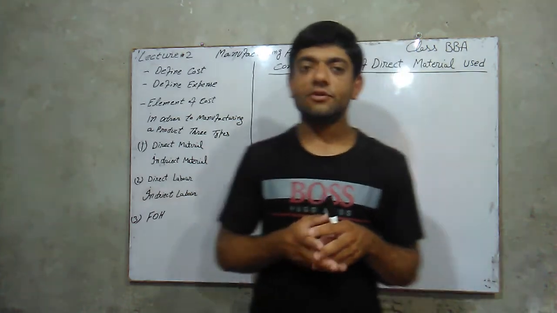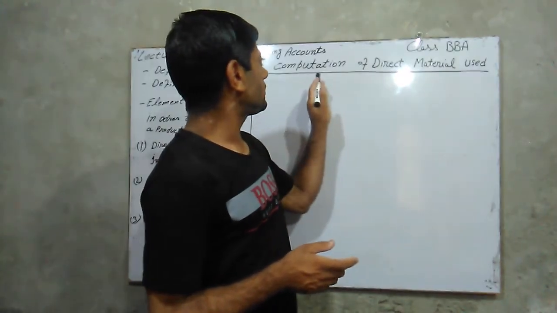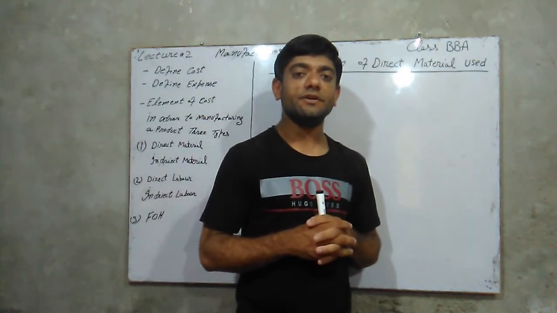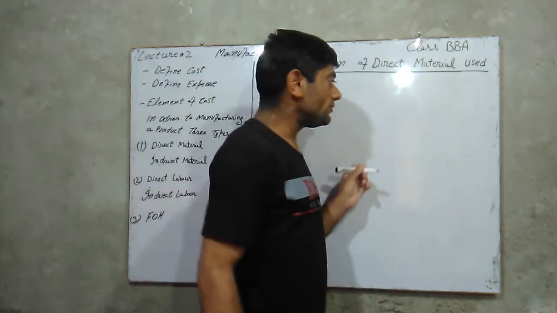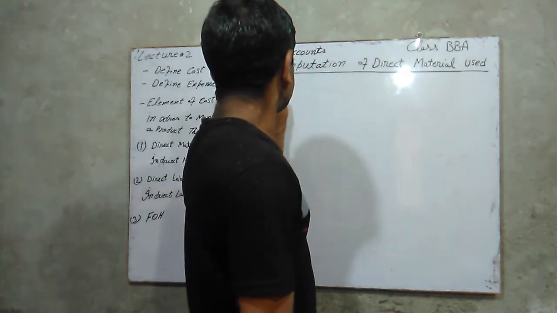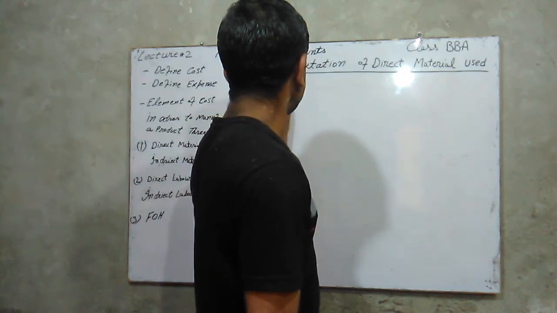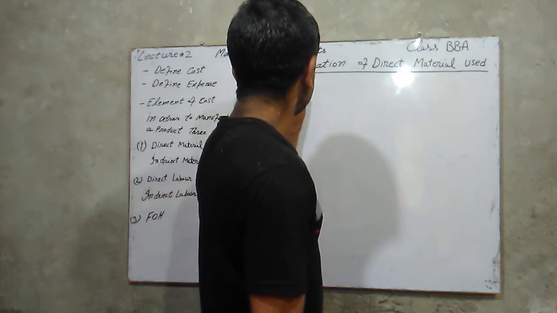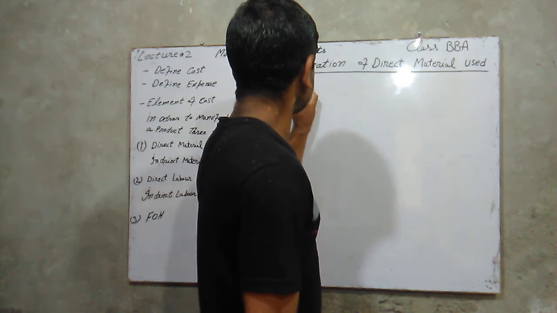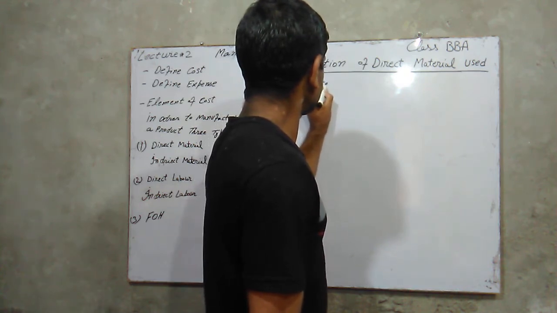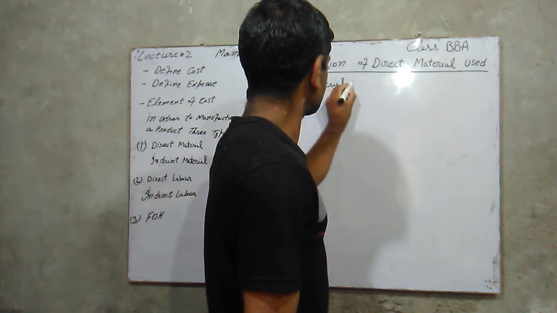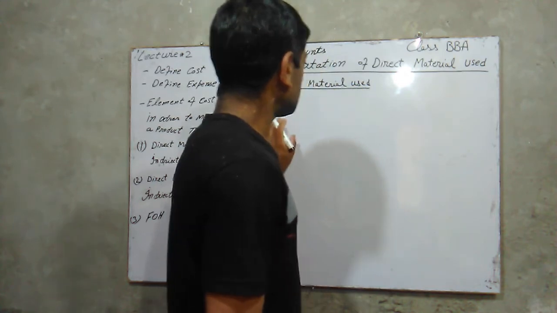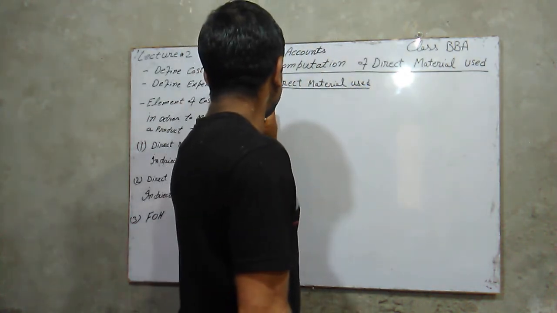So now I am going to discuss computation of direct material use. Means how to calculate the direct material use. So first we find direct material. First we mention here raw material opening inventory.